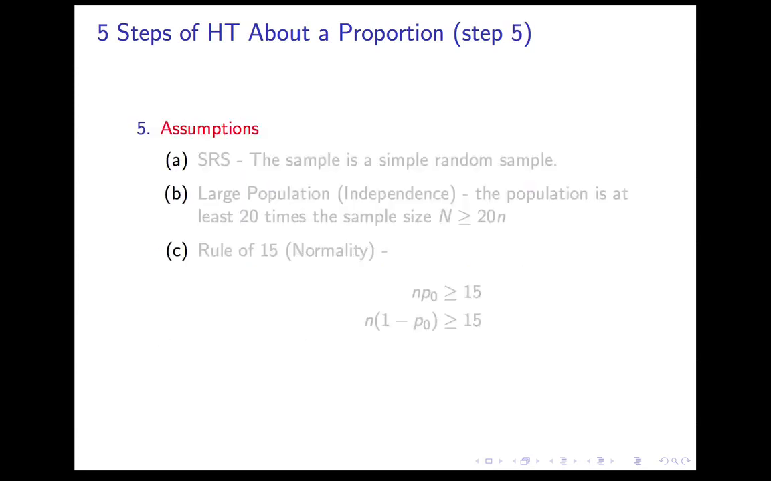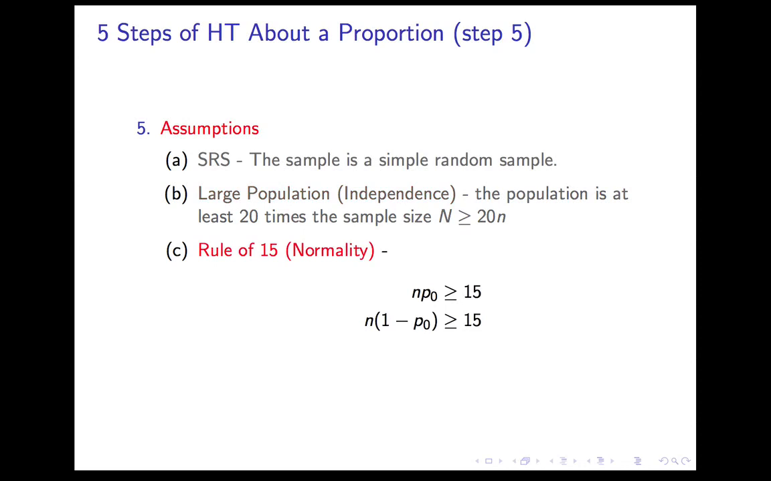Step 5 is to check the assumptions. Here we're on pretty comfortable turf. You're used to this. There are 3 assumptions, and you know them. Simple random sample: you have to check that the question says that the sample is random. Large population or independence assumption: you need the population to be at least 20 times the sample size. We often use capital N to represent the size of the population when we talk about it, which is rarely. And finally, the normality assumption is the rule of 15.